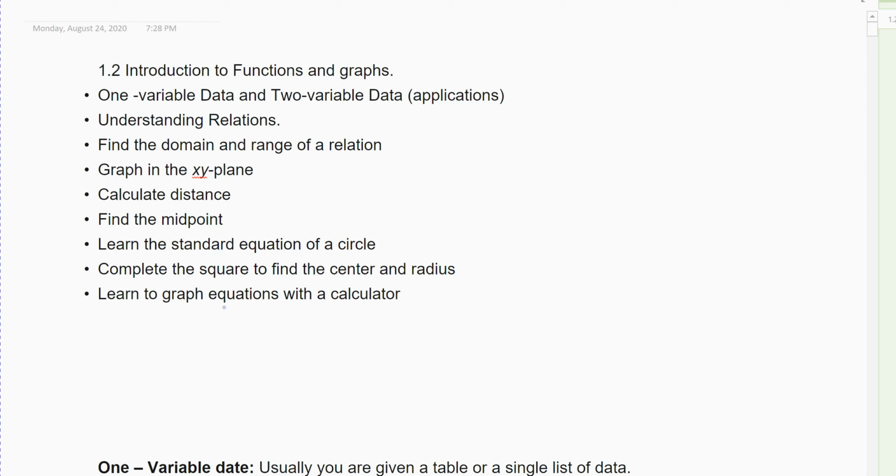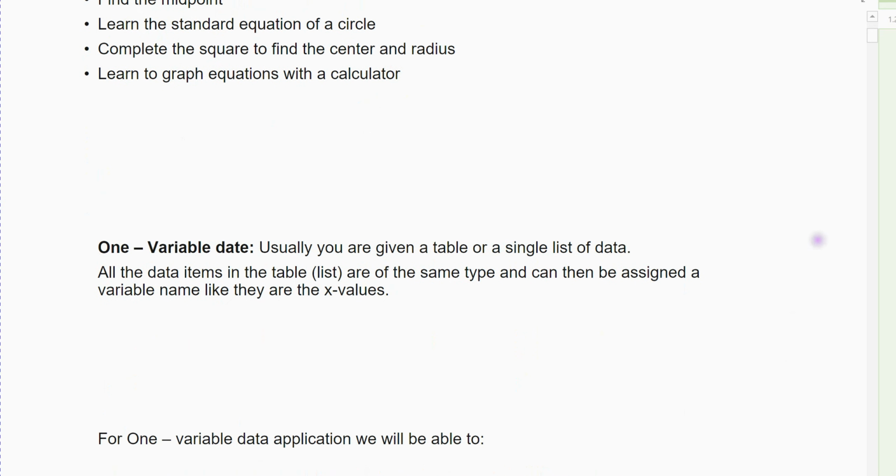Alright, so what we're going to do in 2.1 is look at one variable data, two variable sets, and applications of those. Understanding relations, which has to do with the two variable case. Domain and range in a relation. Graphing in the xy plane. Finding a midpoint. The distance between 2 points, and looking at circles. Alright, so that's what's in the 2.1 agenda.